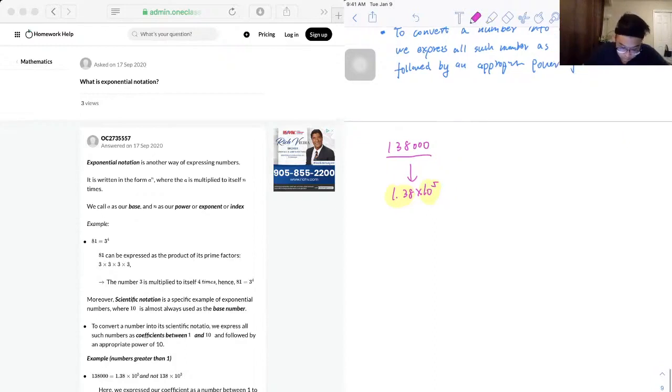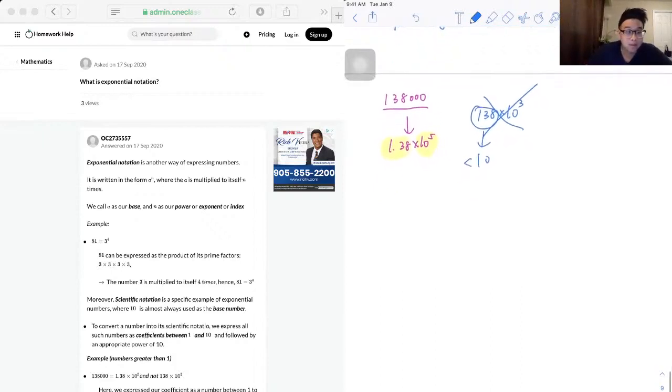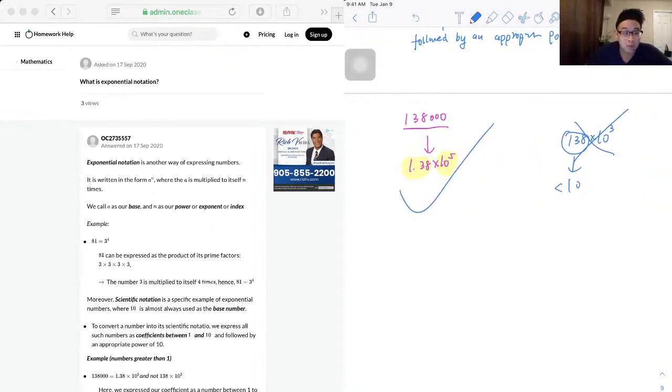And so if we have, say, 138 times 10 to the exponent of 3, this is not going to be correct since the first part is greater than 10. Okay? So this is correct. So here we express our coefficient as a number between 1 and 10, and hence we need to have only one digit to the left of our decimal point.